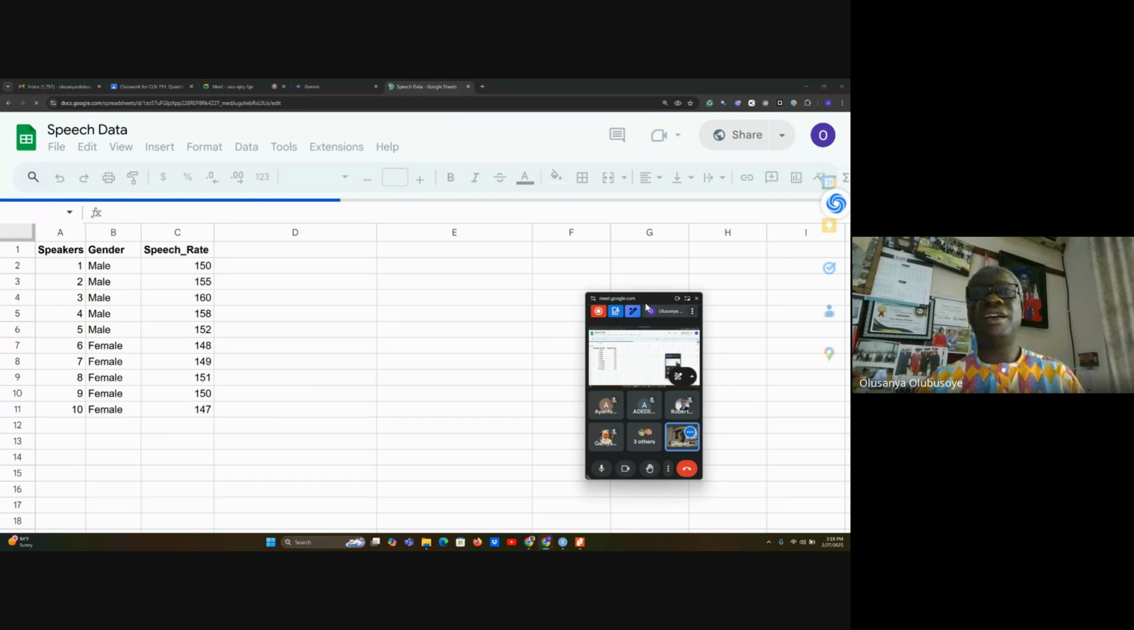So in this data, for instance, we are looking at data that contain speech rate of 10 speakers. Speaker 1, speaker 2, speaker 3. So we have 10 of them and their gender. The first speaker is a male. The second is a male. They don't have to follow like this.